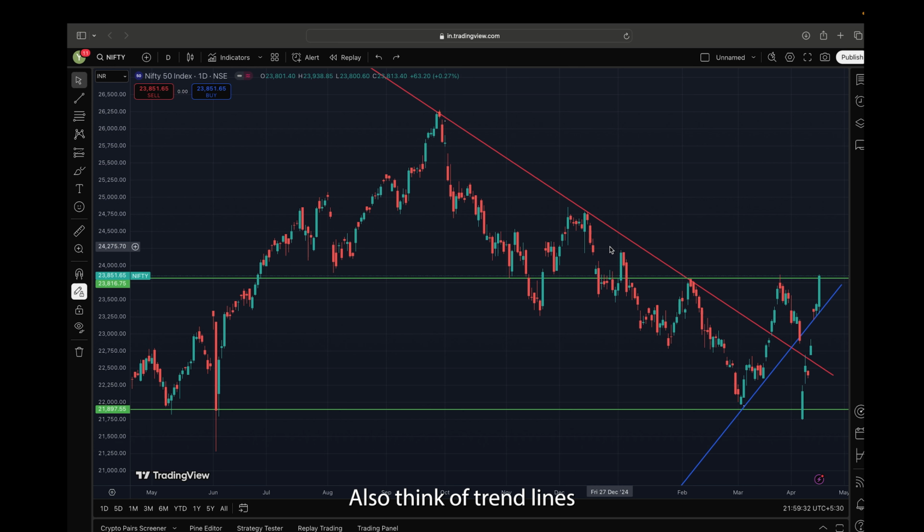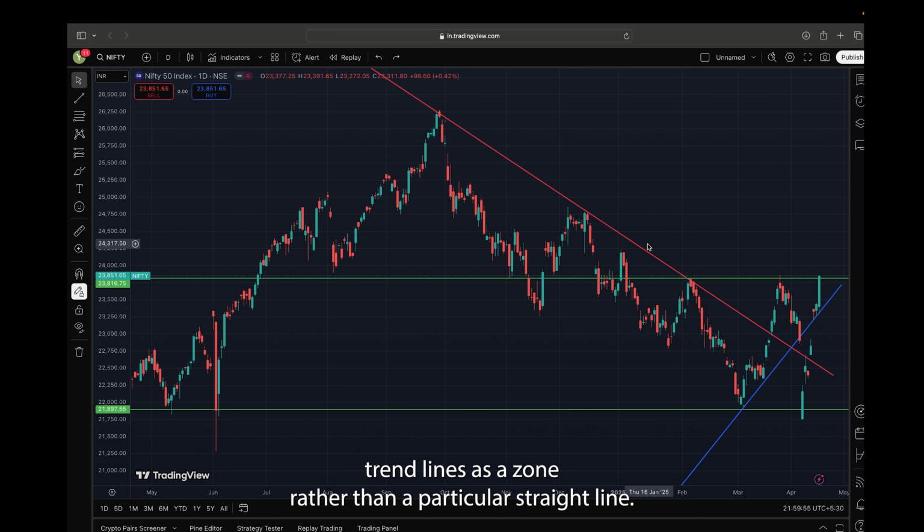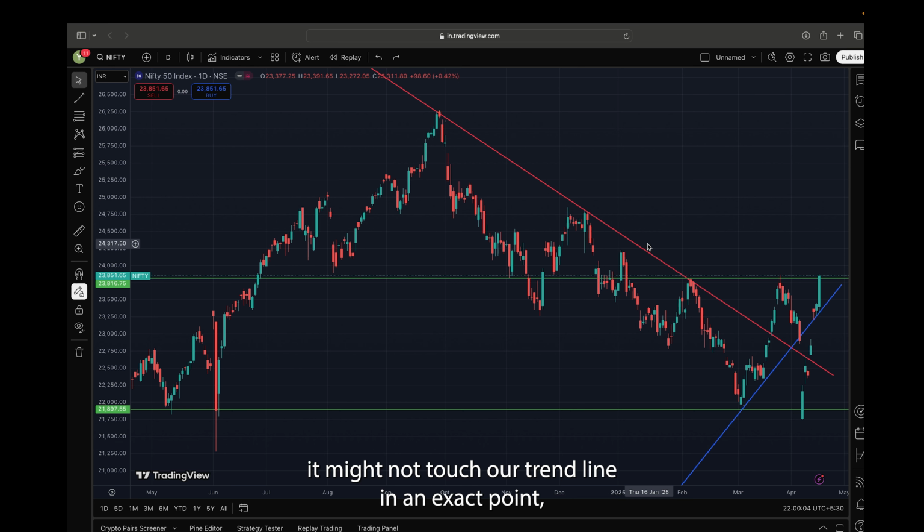Also, think of trend lines as zones, not exact lines. So if your trend line is a little above or below the actual swing points, that's okay, as long as it's in the general area. So over here, I would consider this as a touch point, but as I said, you need to consider trend lines as a zone rather than a particular straight line. So many times, when the graph is showing us a trend, it might not touch our trend line at an exact point, but gives us a general idea that this is a zone we need to trade.